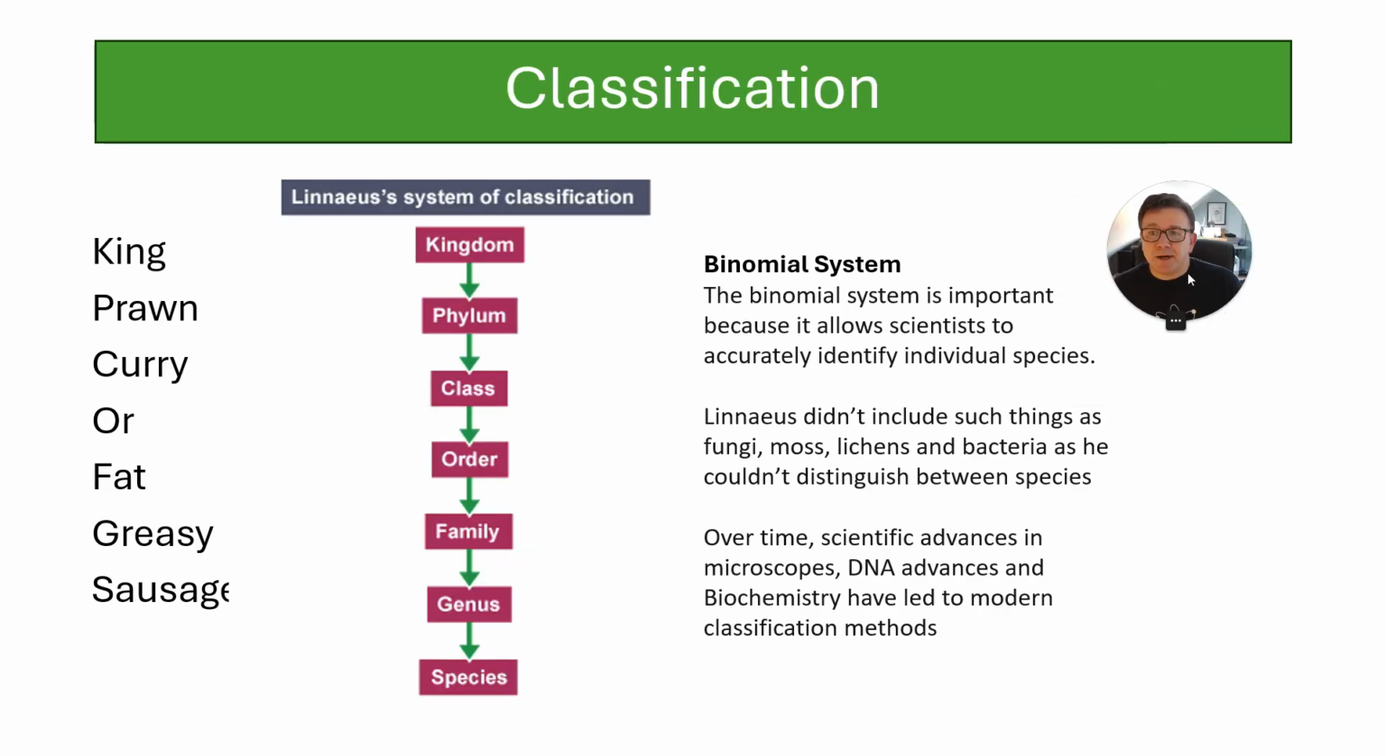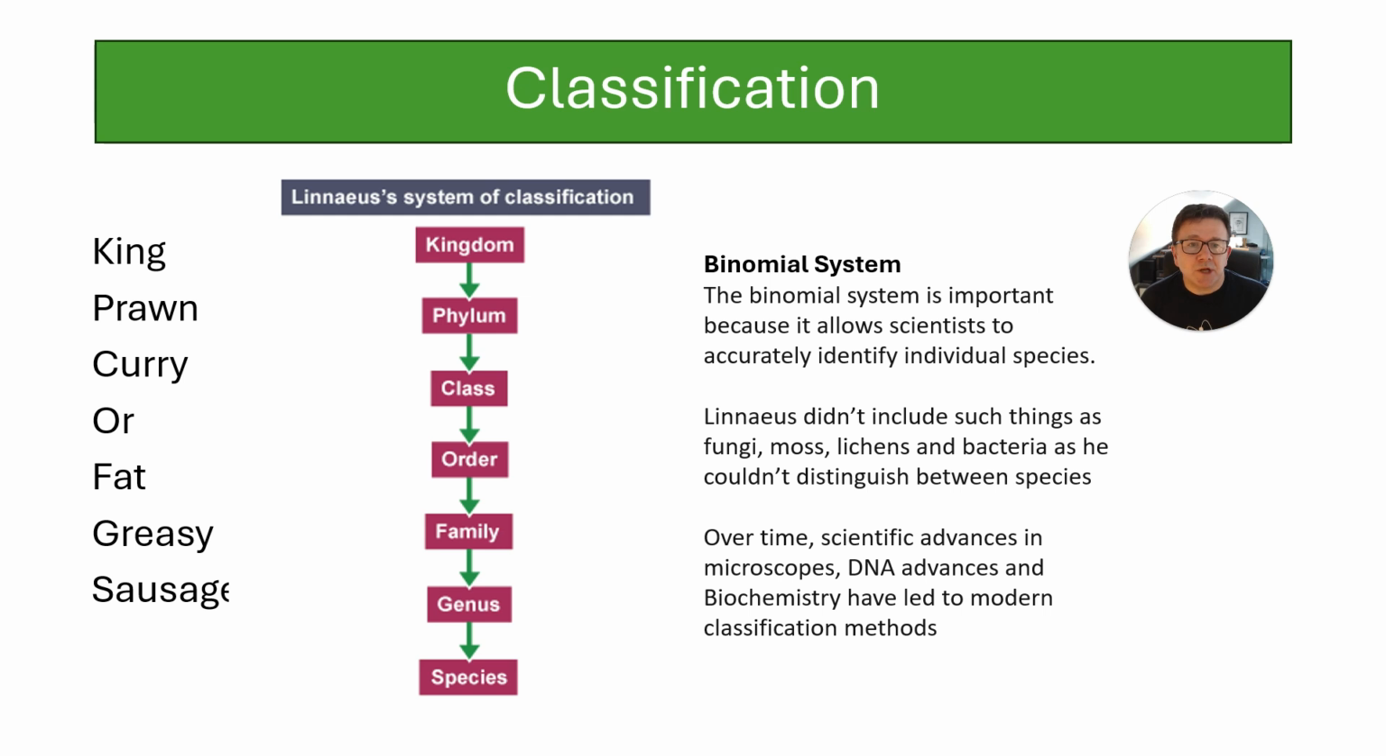Classification, again, didn't come up. A good way of remembering Linnaeus's system of classification. So that's quite a lot to remember, isn't it? So I always tell my class, king prawn curry or fat greasy sausage. You just got to know what that means, obviously. But king prawn curry or fat greasy sausage is a good way of remembering Linnaeus's system of classification.